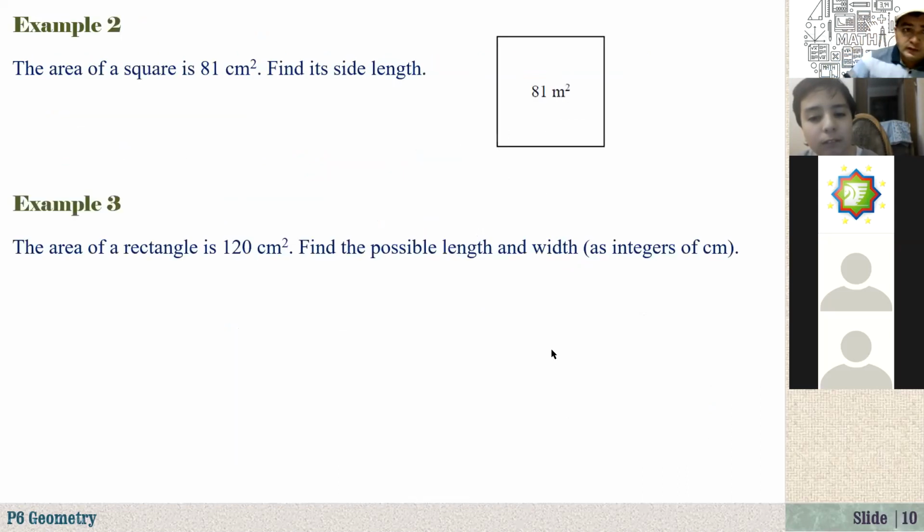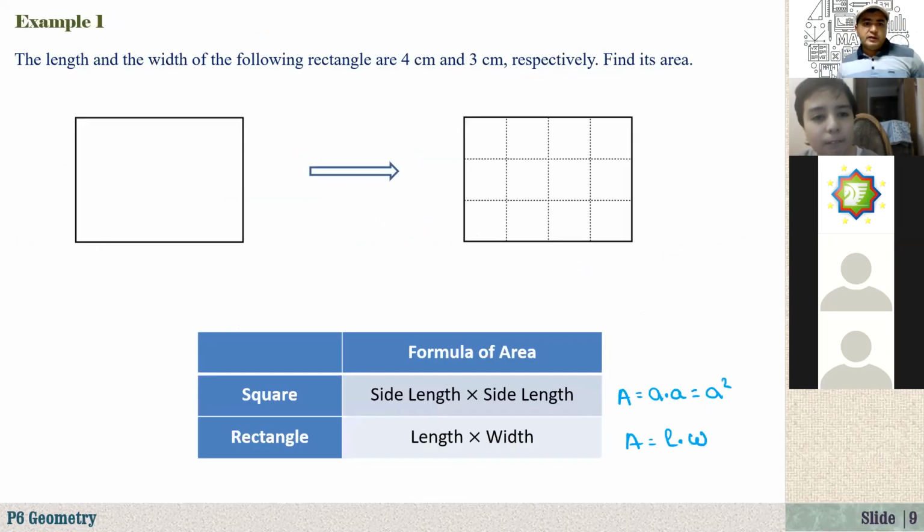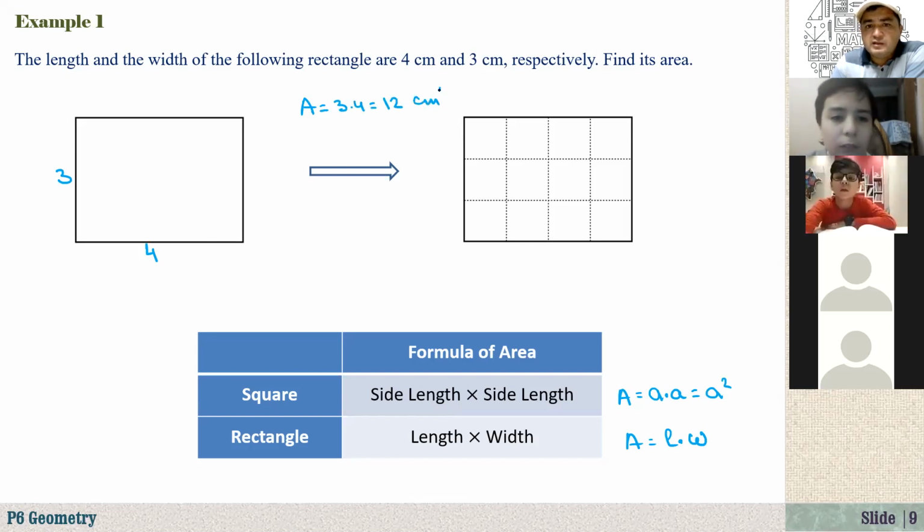Okay. All right, I will do examples 2 and 3 together. Okay, example 1 says that the length and the width of the following rectangle are 4 and 3. So the length is 4 centimeters, width is 3 centimeters. So what is its area? Area is length times width, 3 times 4, that's equal to 12 centimeters squared, or square centimeters.